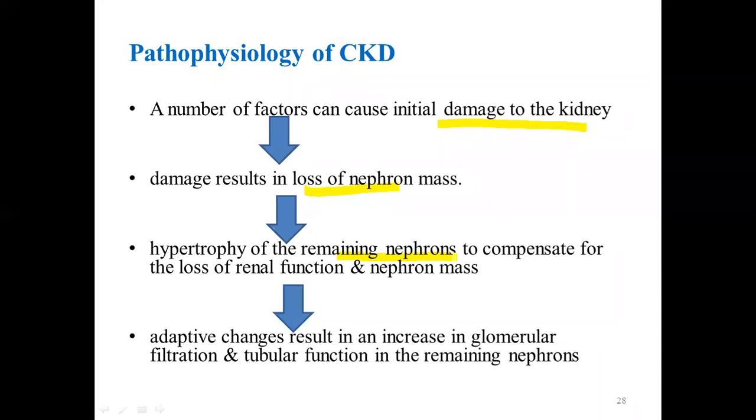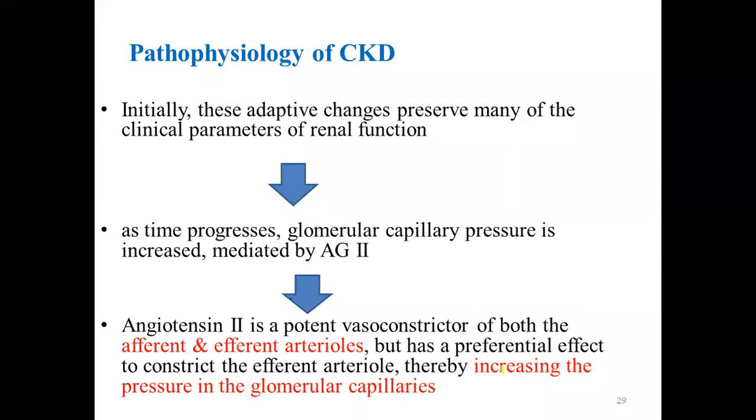When the remaining nephrons undergo hypertrophy, they can compensate for the loss of renal function and nephron mass, and as a result, they can increase the GFR and tubular function in the remaining nephrons. So initially, by undergoing hypertrophy, they can maintain the kidney function. These initial changes can preserve many of the clinical parameters of renal function at the moment. But the problem is, as time progresses, what will happen?